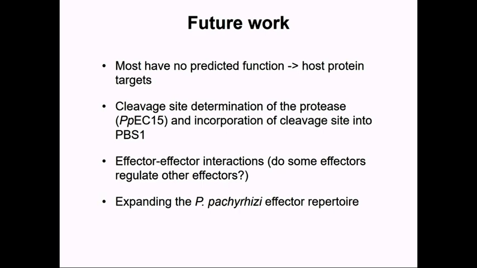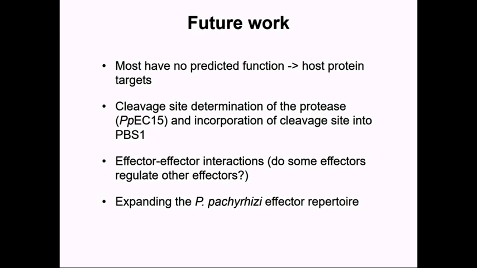We're focused on one effector candidate called PPC15. That's the nuclear localized one I showed you. We're working on determining the cleavage site. It's actually annotated as a protease, and we've been able to show that it is indeed a protease. And we're trying to determine what its cleavage site is, and then incorporate this into a resistance gene system that involves a protein called PBS1. So hopefully we can make some progress on this and potentially develop a novel resistance specificity to soybean rust in soybean.